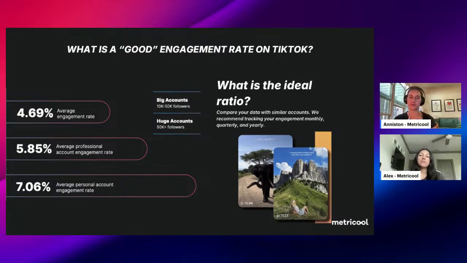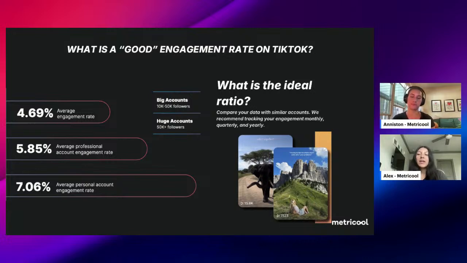Oh, I was just going to say this is interesting because personal accounts have a higher engagement rate, which can kind of suggest that personal accounts may have a more loyal audience.